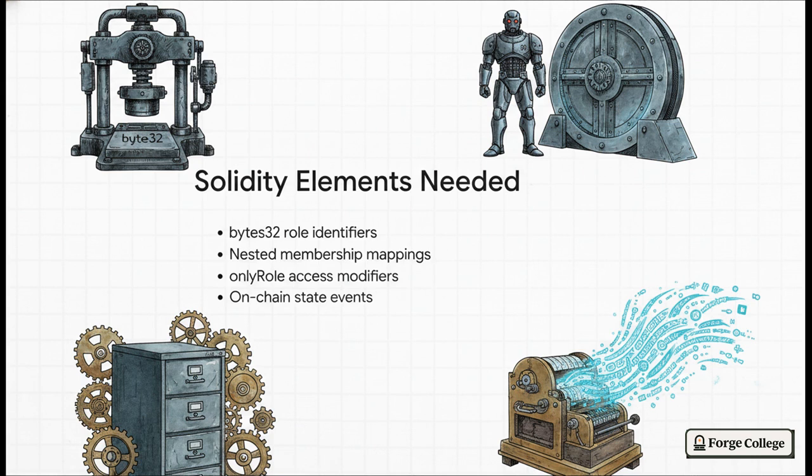We need onlyRole access modifiers to act as the bouncers at the door of our functions. And absolutely crucially, we need on-chain state events. That way the outside world can see exactly when a keycard is issued, or more importantly, revoked.